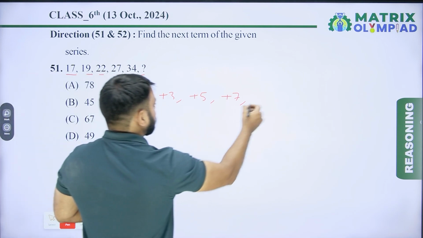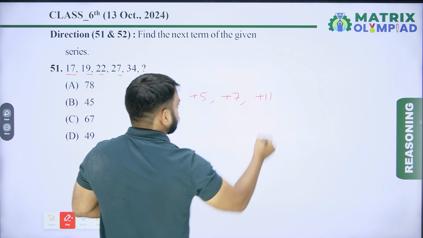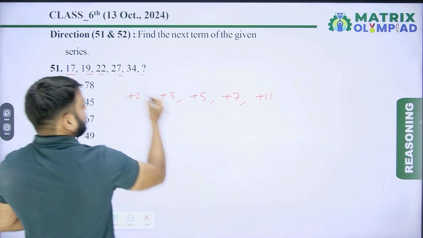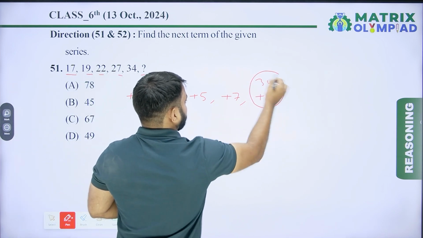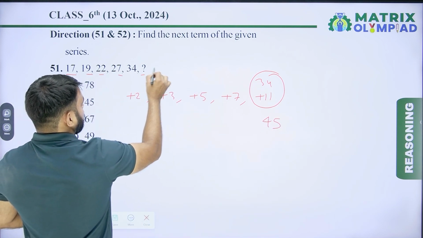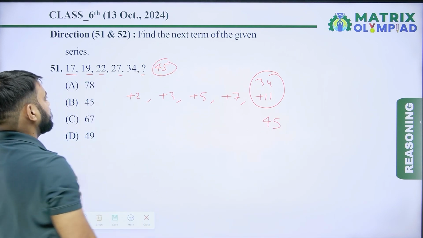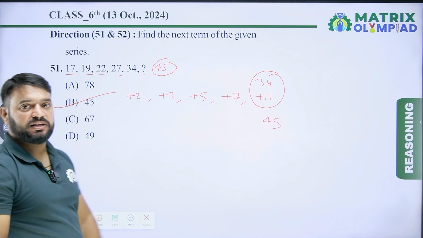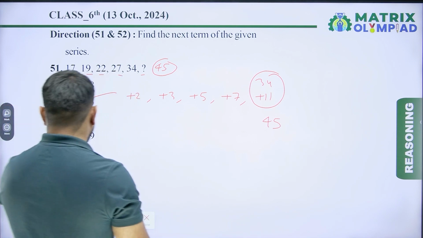So now next adding 11. The next prime number is 11. So 34 plus 11, it means 45. So the next term of the given series is 45. So now here option B is the correct answer of this question. Let's move to the next question.